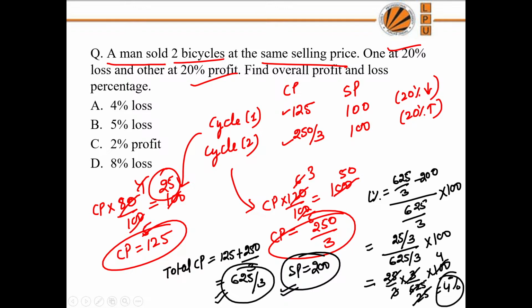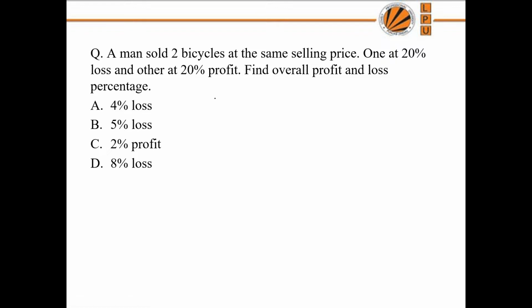Now let's see the shortcut of it. Should I tell you the shortcut? Or is this fine? Okay, so shortcut is applicable when SP is same and percentage of profit and loss is same. So answer is always loss.